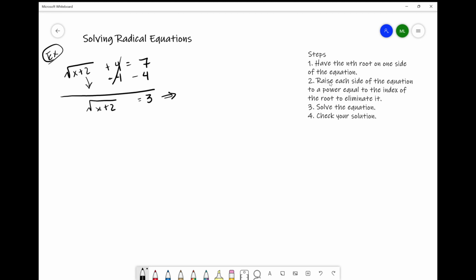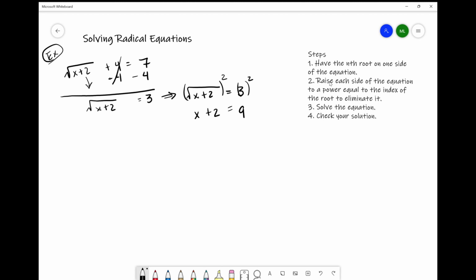Okay, so let me just rewrite this. The square root of x plus 2 is equal to 3. So now we have this equation. Alright, step 2, it says raise each side of the equation to a power equal to the index of the root to eliminate it. So right here, my radical is a square root. Okay, so to eliminate a square root, I will have to square it. So I have to square this to get rid of the radical. And what I do to one side of the equation, I will also do to the other side of the equation. So that is 3 squared, and this becomes 9. And then the square root of x plus 2 raised to the power of 2 is just x plus 2.